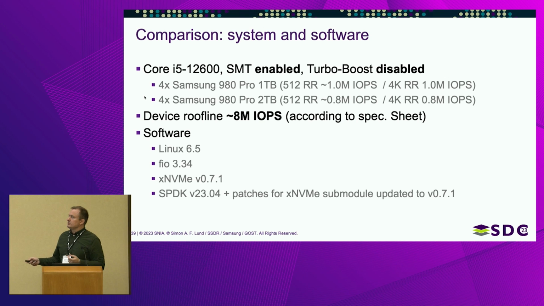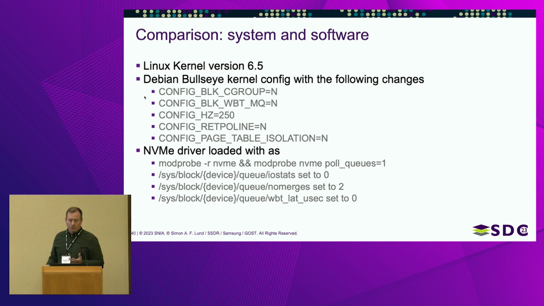The system we're using here is a workstation setup with SMT enabled and Turbo Boost disabled, with 8 devices in it that peaks out at around 8 million IOPS. The software is provided here for reference. What's worth noting is that to get optimal performance out of iouring, there are a couple of kernel tweaks you need to apply. They are provided here for reference. What's quite essential is that you enable poll queues on your NVMe driver. So if you want to reproduce these numbers, this is worth taking a look at.